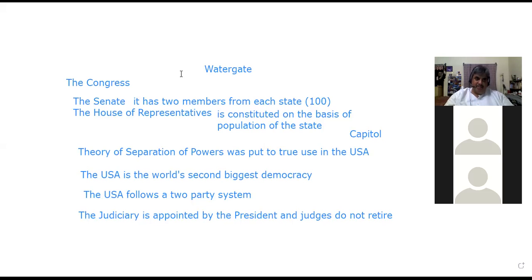Now let's come to this other proposition. The USA is the world's second biggest democracy. You want to say something, Rakesh? Sir, which is the first biggest democracy country, sir? India. India is the biggest democracy. Okay, sir. Thank you, sir.